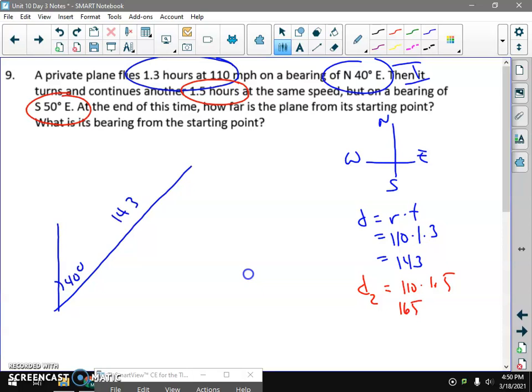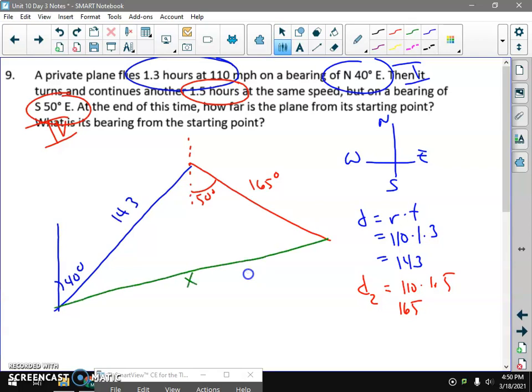And the direction, southeast, that's going to be quadrant 4. And it's 50 degrees east of due south. So I like to do it this way. 50 degrees to the east of due south. And that length is 165. What am I going to need to find? Two things. Number one, what the distance home is. And number two, what the bearing is to get home, the angle.